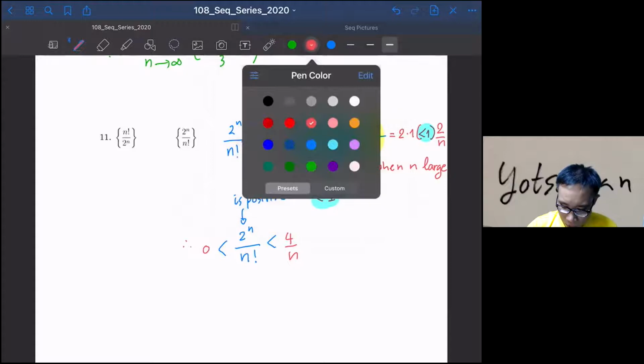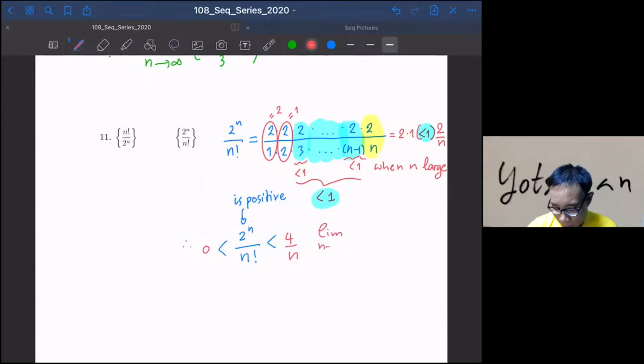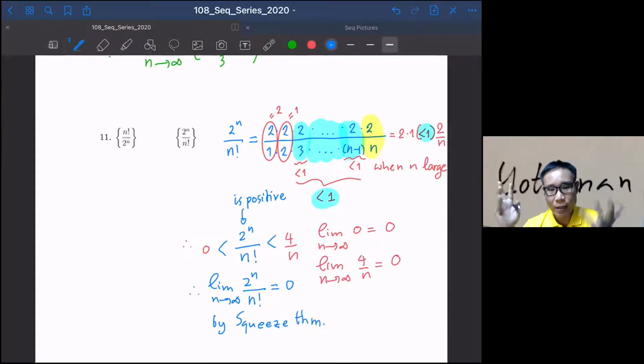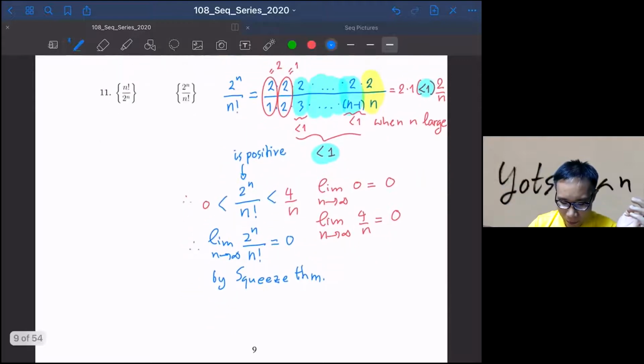And you know that the limit as n goes to infinity of 0 equals 0, and the limit as n goes to infinity of 4 over n turns out to be 0 as well. So the limit as n goes to infinity of 2 to the n over n factorial will become 0 by the Squeeze theorem. That is the kind of limit that we are looking for.